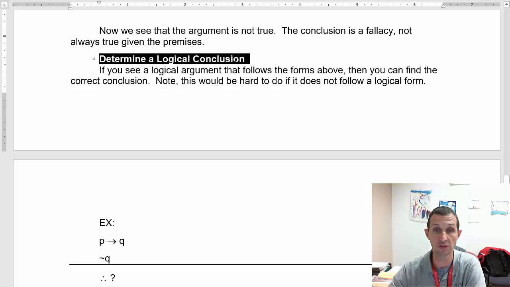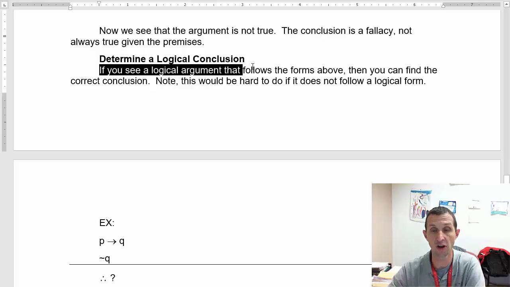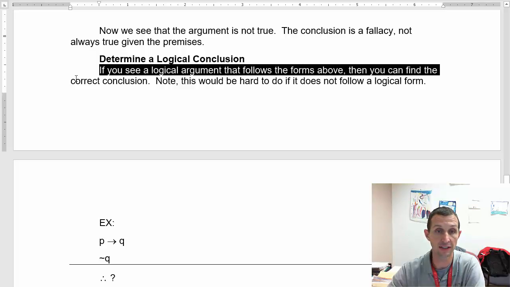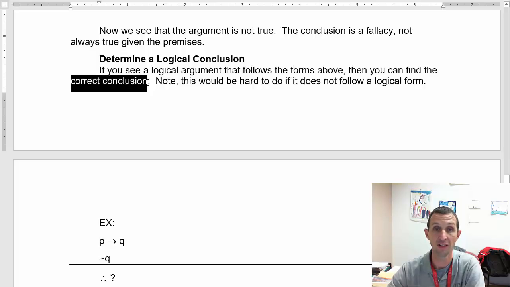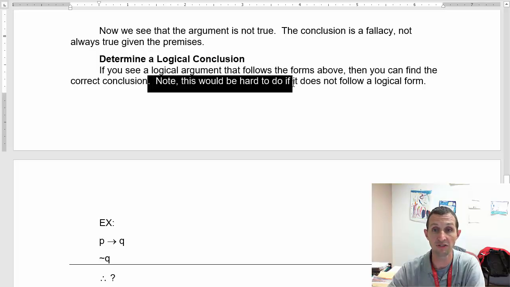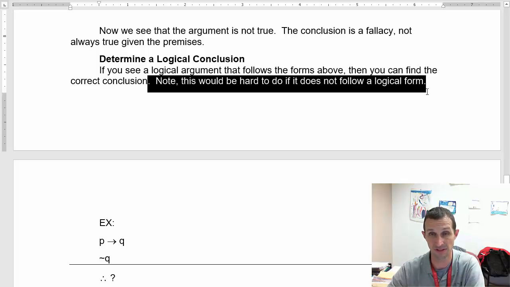So now what we want to do is determine a logical conclusion. If you see a logical argument that follows one of the forms above, then you can find the correct conclusion. Otherwise, it's very hard. This would be very hard to do if it does not follow the logical form. You'd have to test a bunch of stuff.